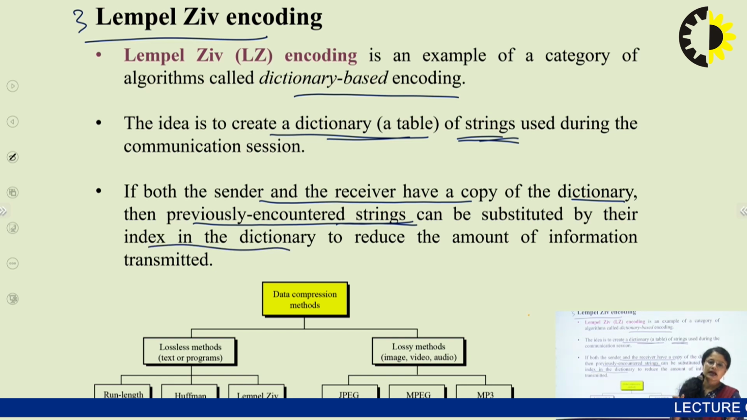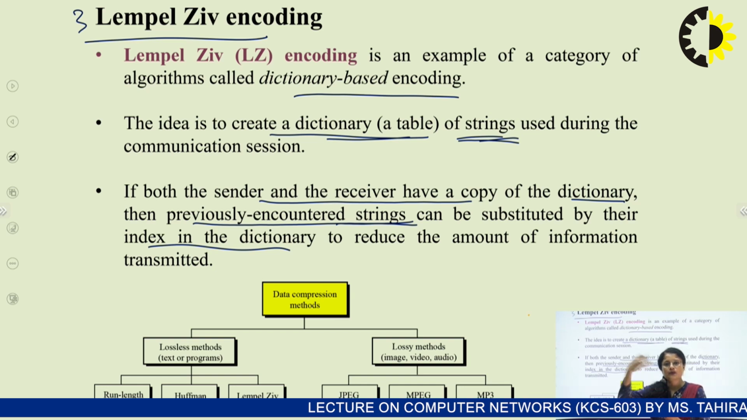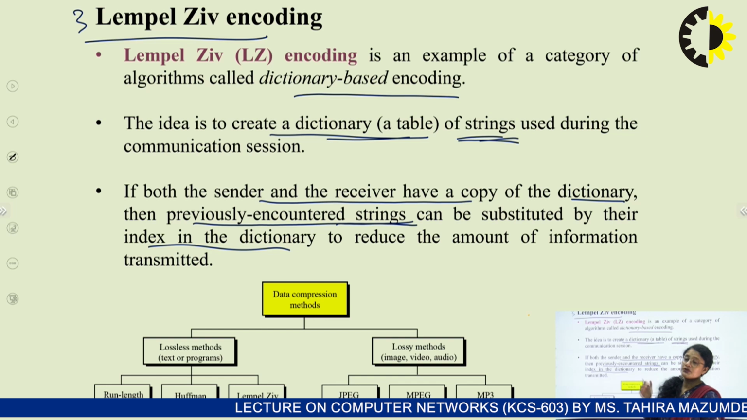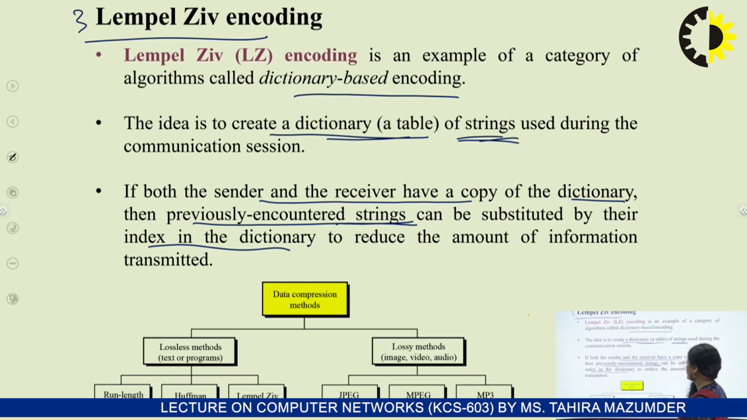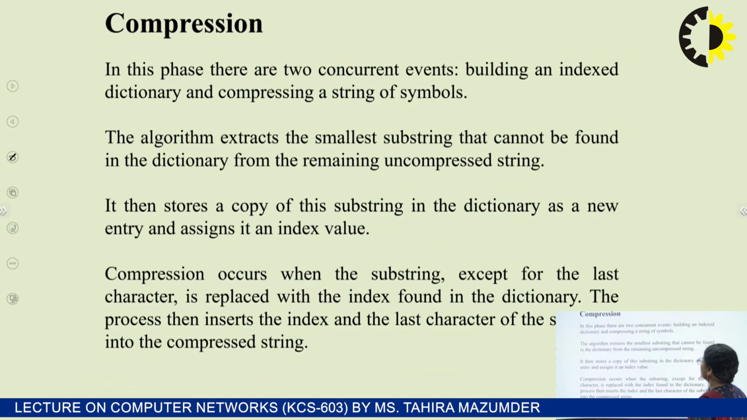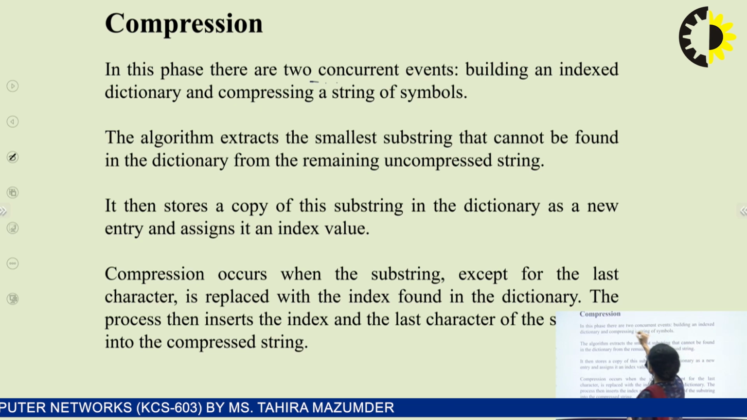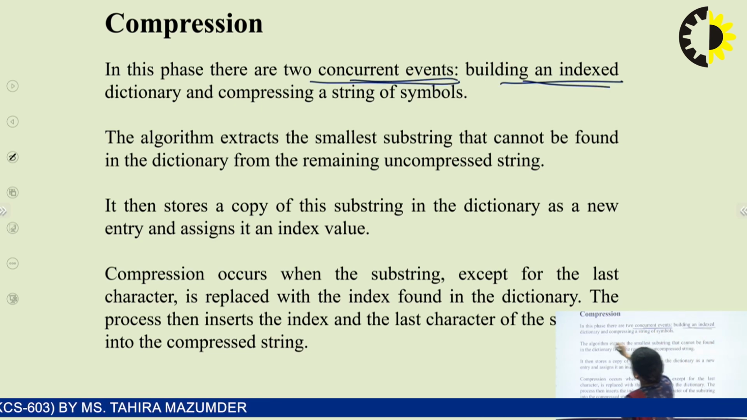So if you already have a dictionary where you maintain an index for every symbol, as we are encoding, we check with the dictionary. If the letter is already there in the dictionary, we replace the symbol with the index related to that symbol in the dictionary. Right now we are working on the LZ technique, where we have two concurrent events. One is building an indexed dictionary and at the same time compressing a string of symbols.